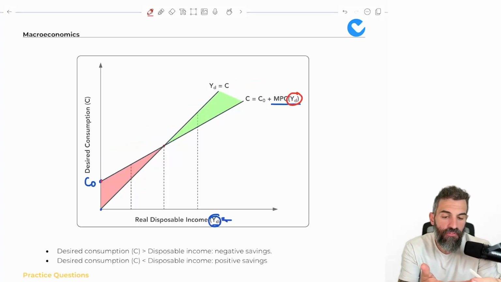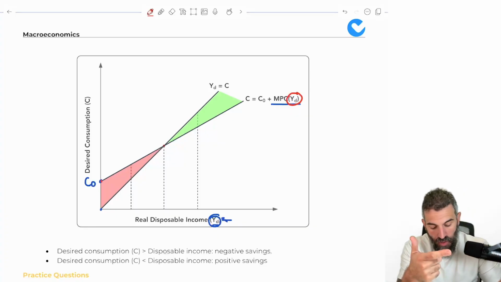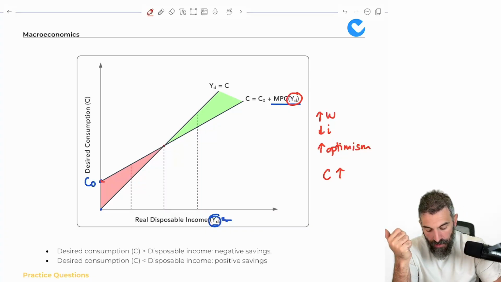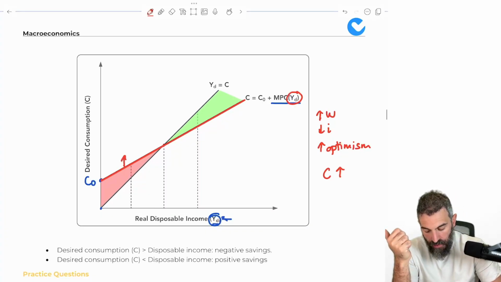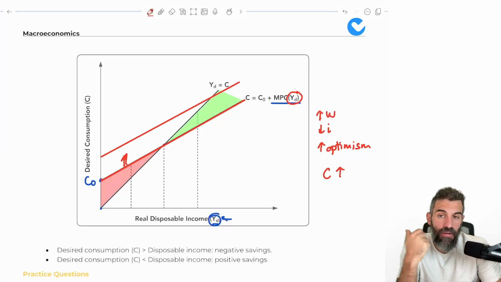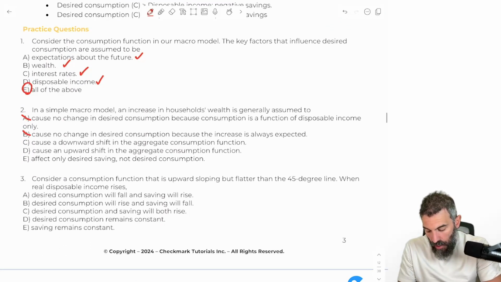So when we said that those 3 factors, the interest rates, wealth, and optimism about the future, when those are favorable, meaning an increase in wealth, a decrease in interest rates, and an increase in optimism for the future, the consumption function will shift upwards. So this entire line will actually shift up. We're going to increase our consumption. So cause an upward shift.